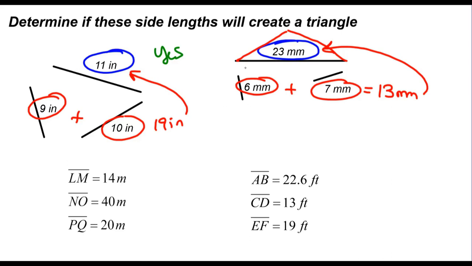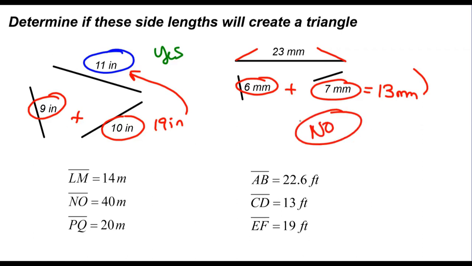So these two sides are actually going to be too short. So this will not create a triangle. We're going to end up with something like this, where they're not ever going to meet. So no, those three side lengths would not create a triangle.